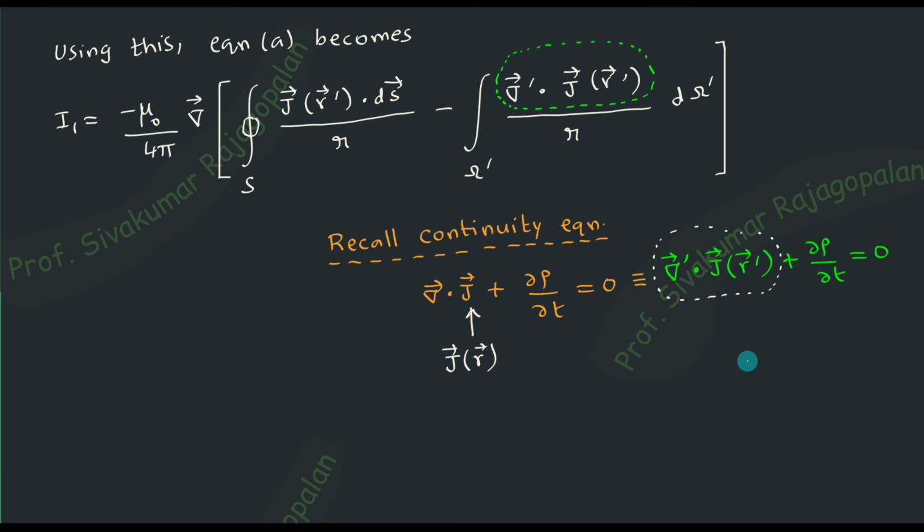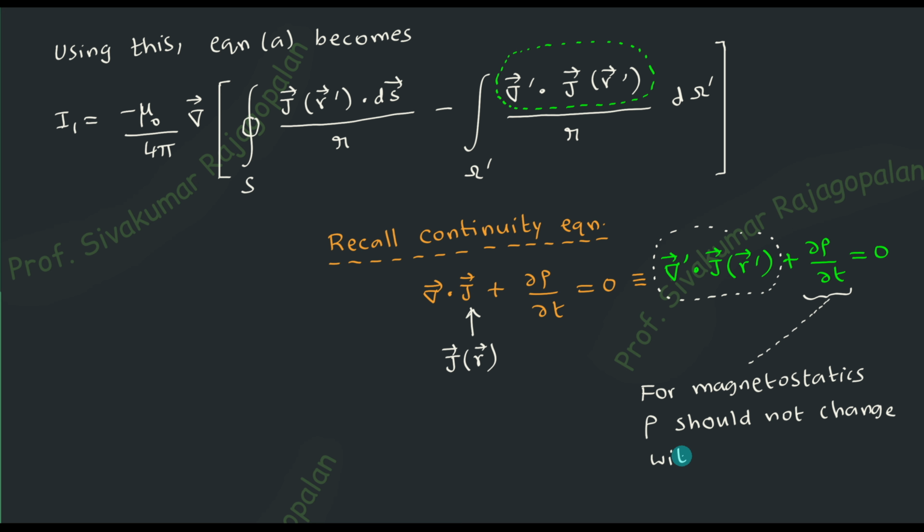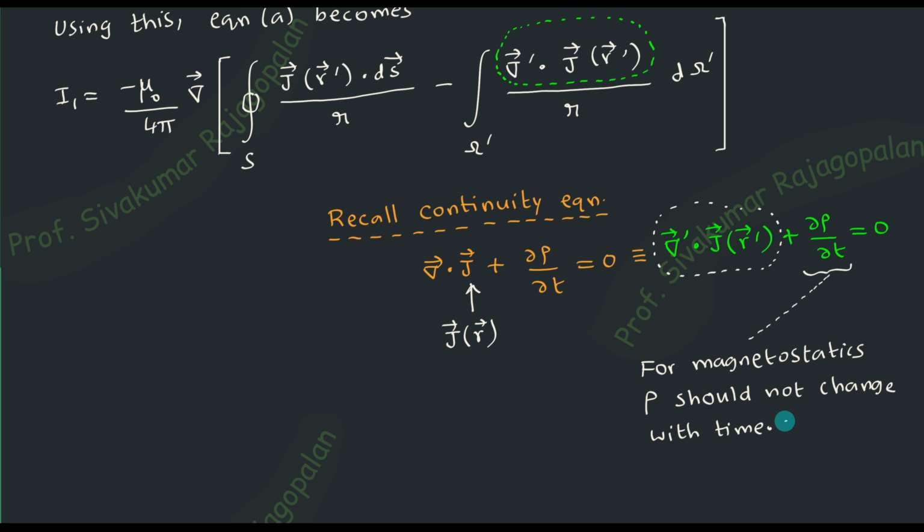And coming to the last term now, I will explain when this will go to 0. For the case of magnetostatics, we understand that rho, the charge density, should not change with time. So what is the meaning? That means dou rho by dou t should be equal to 0.